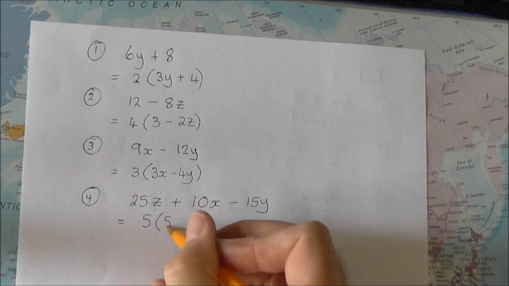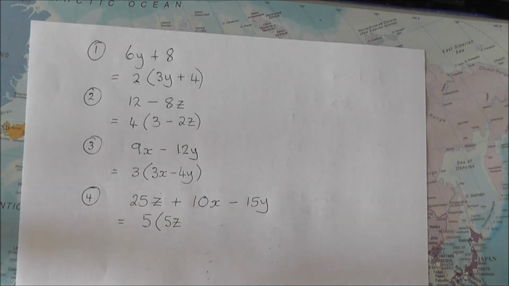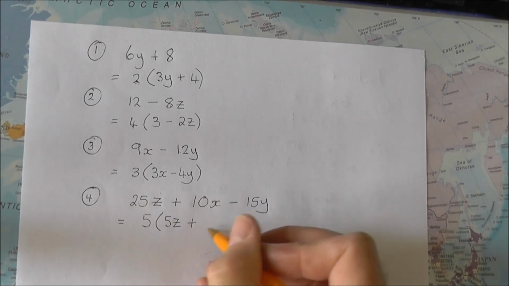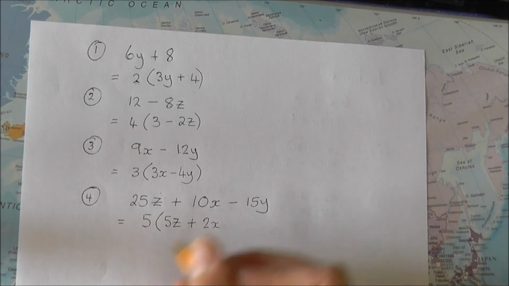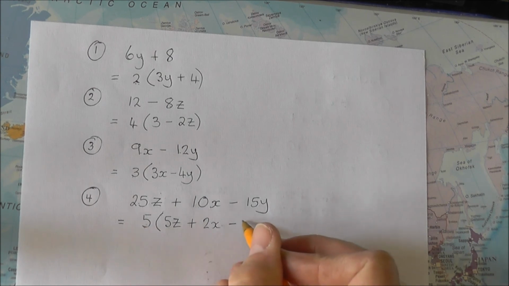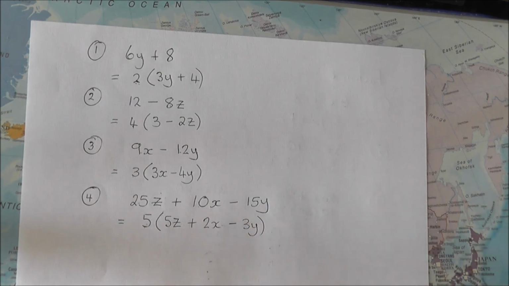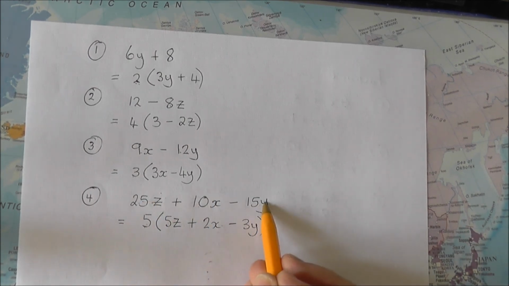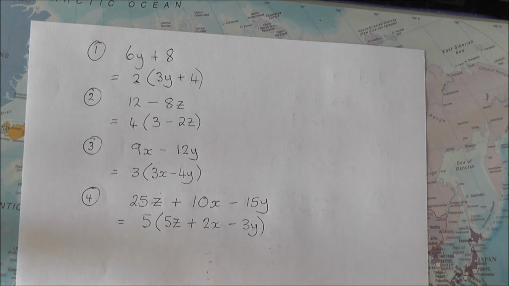5 times 5z will give you 25z plus 5 times 2x will give you 10x, and then 5 times, well, it's got to be a takeaway, 5 times 3y will give you the 15y. So if I factorise that, it's the same as that, and it's as simple as that.